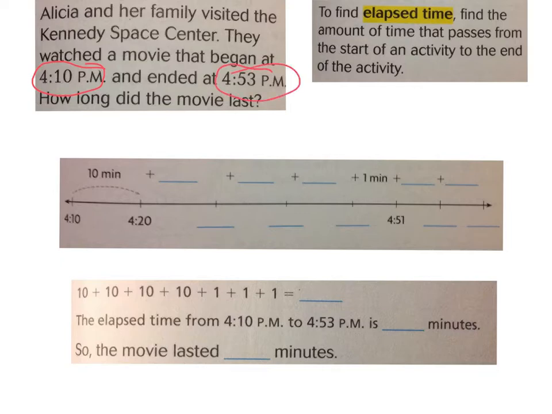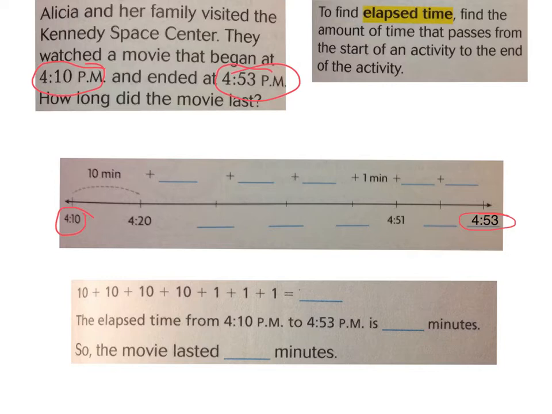To find the elapsed time on the number line, find the time that the movie began. The movie began at 4:10. Count on to the ending time, 4:53. Count on by tens for each 10 minutes. Count on by ones for each minute. And write the times below the number line. Be sure to draw the jumps each time you add minutes.